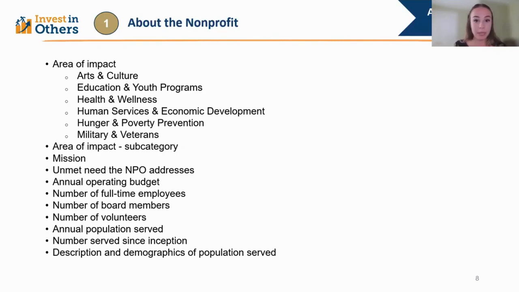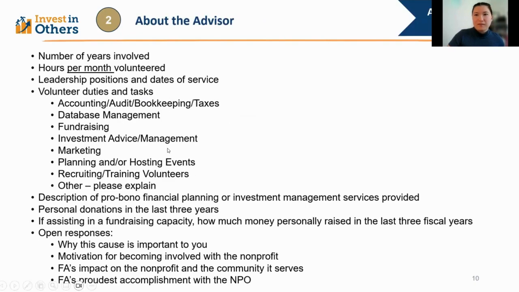And Faith will talk a bit about the next section. Thanks, Julia. So the next section is about the advisor. The questions about the advisor are responses that will most closely be evaluated by our judges. So these are very important to complete comprehensively. This is your opportunity to really brag about your contributions to the nonprofit. I know that is not something that all of us love doing, but we really encourage you to not be shy and take this opportunity to really shine.